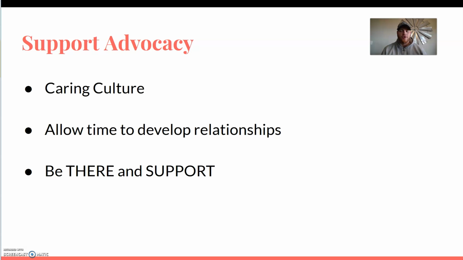That leads to my next point about supporting advocacy. One of the biggest things is you actually have to allow time to develop relationships with students. That comes from the admin, from teachers, from support staff. You actually have to allow time in your day-to-day schedule for people to have relationships so that students can bond with somebody and feel that mentorship and that support system there. And then the last point I have is one of my biggest beliefs is to be there and support students.